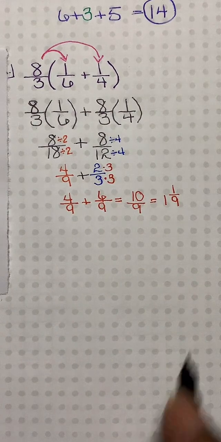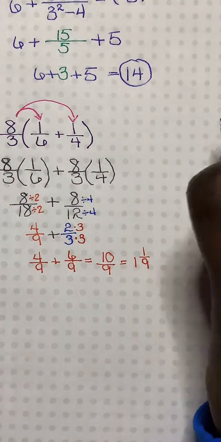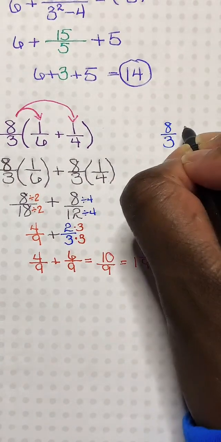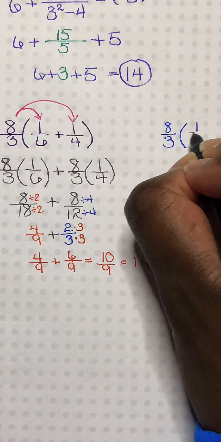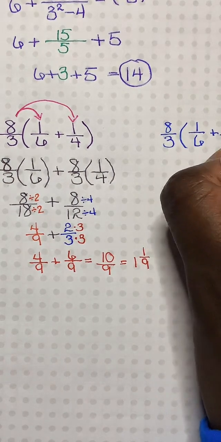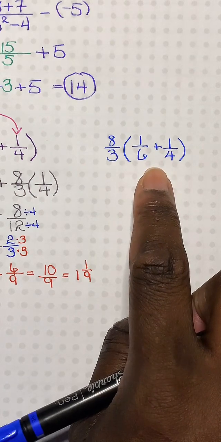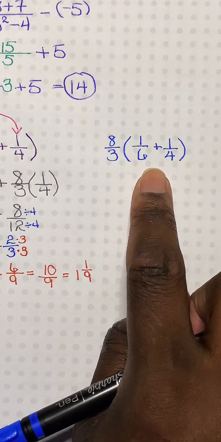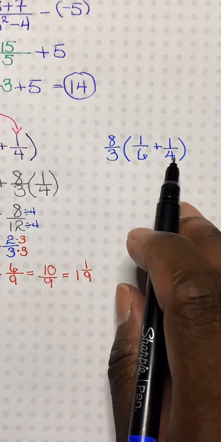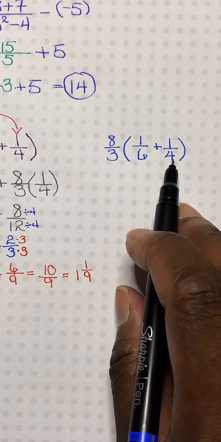Another way, and I'm just going to try to keep that in one color. Just like bundles of blessings mentioned, we had our 8/3. And she said, why didn't we just try to get our common denominators inside the parenthesis? We can do that. So 6 and 4. If you think of the 6 times table and the 4 times table, what number do they both have in common?